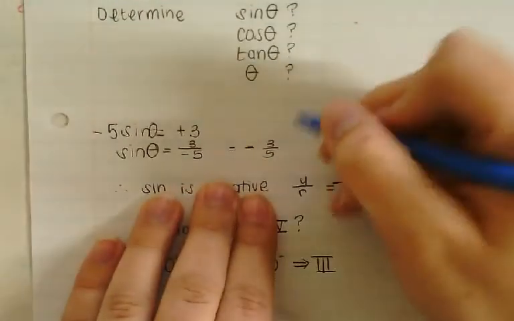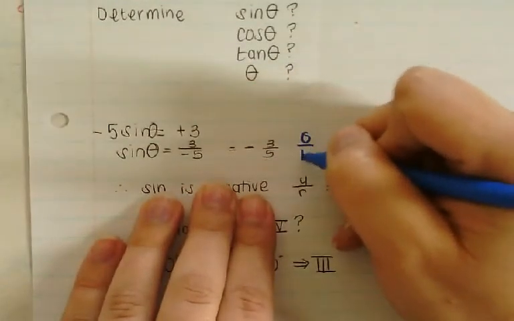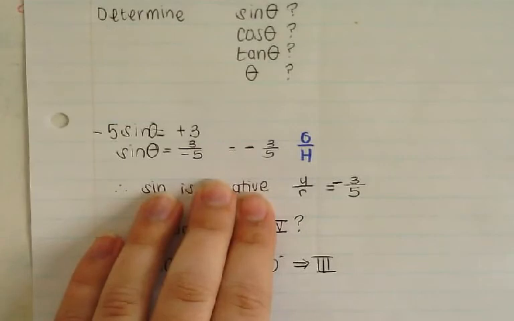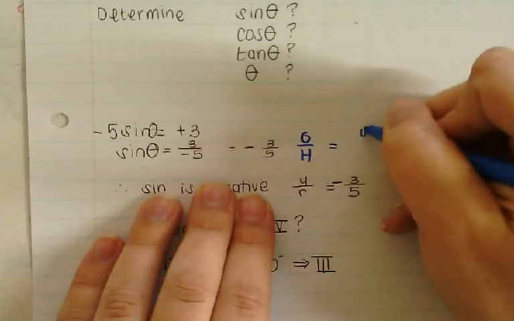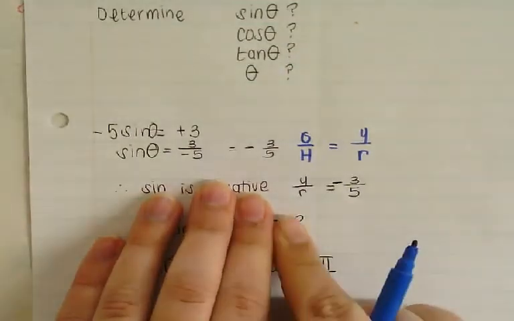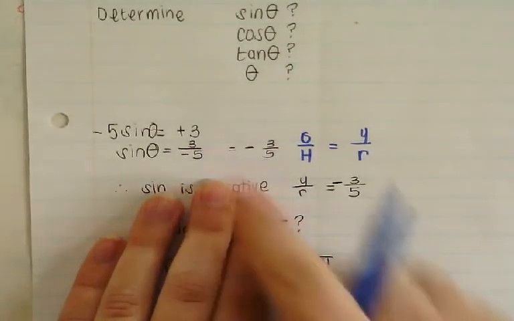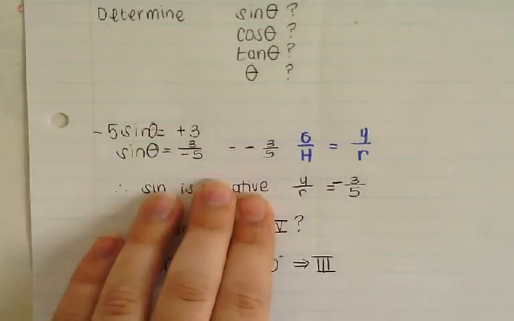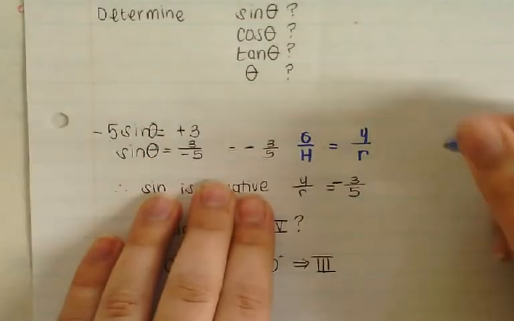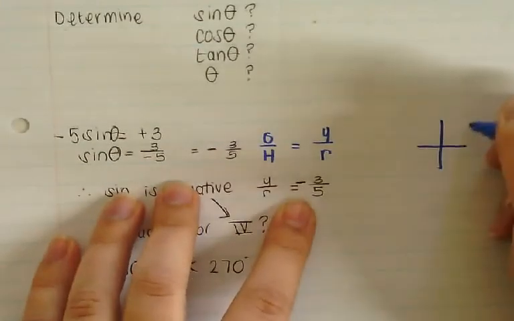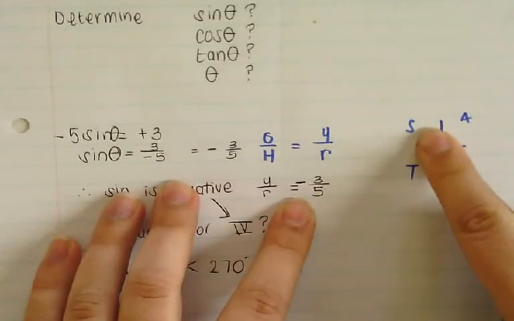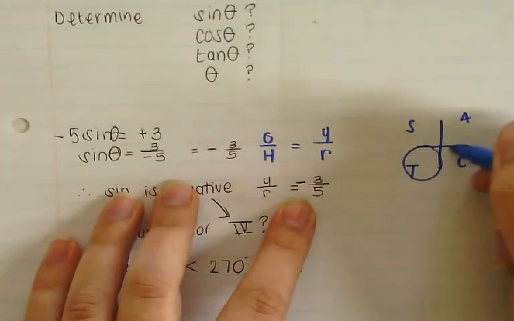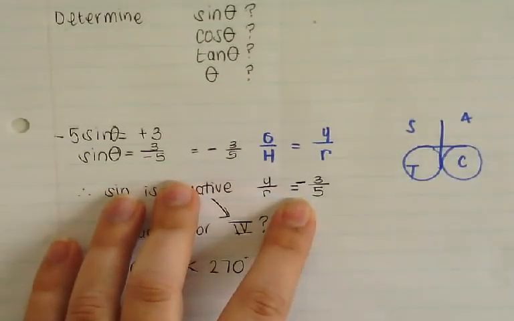So I know that this is opposite over hypotenuse. Or in a diagram on a plane, we know that it has to be y over r. But sine is negative. Where is sine negative on my CAST diagram? Well, that means it's either here or it is there. So how do I know which one?